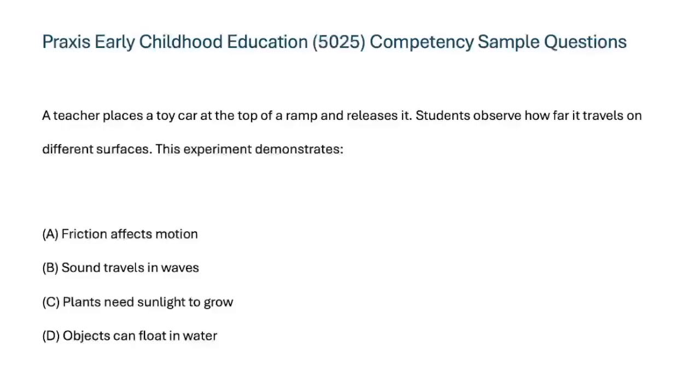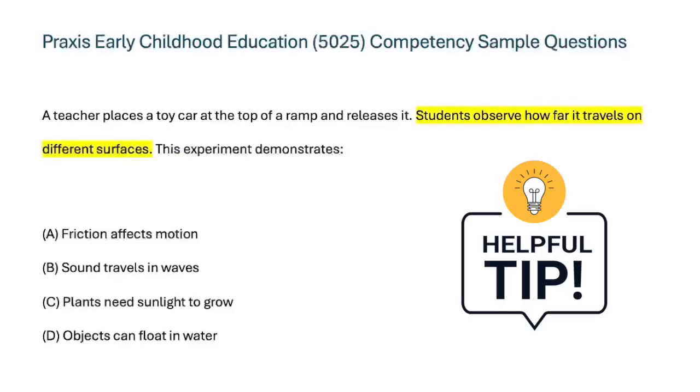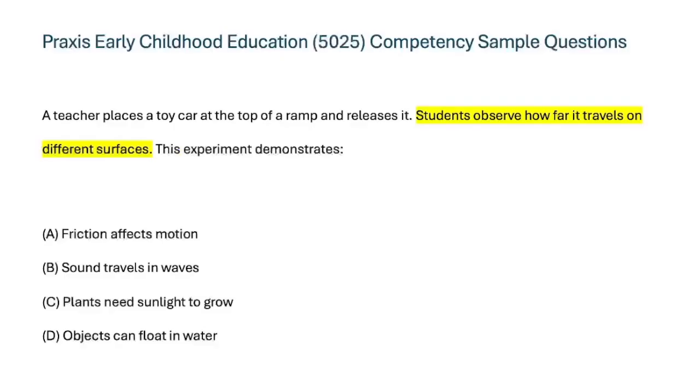This experiment demonstrates A, friction affects motion, B, sound travels in waves, C, plants need sunlight to grow, or D, objects can float in water. As a study tip, you should always review basic physical science concepts for young children. With those things in mind, let's eliminate the incorrect options first, starting with option B.